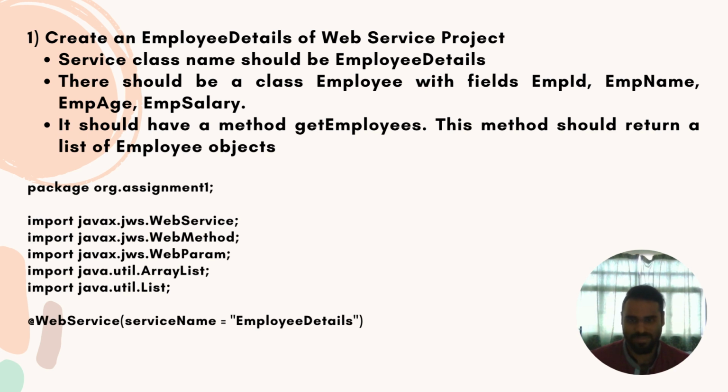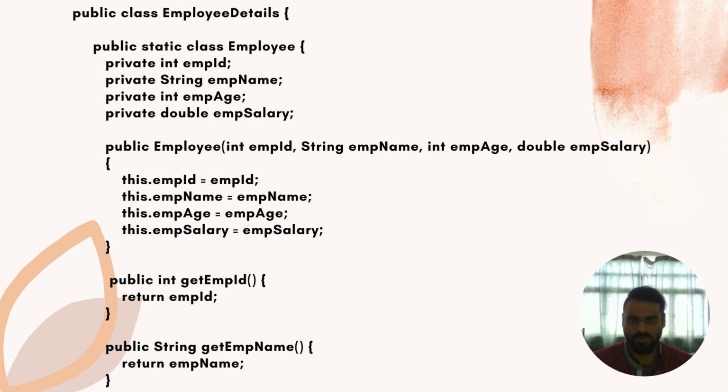Next is the WebService annotation. The @WebService annotation is used to declare the EmployeeDetails as a web service. It also specifies the service name as EmployeeDetails. In this part of the code, the Employee class is declared as a nested class within the EmployeeDetails class. It represents the details of an employee.